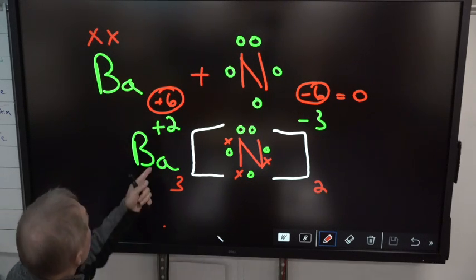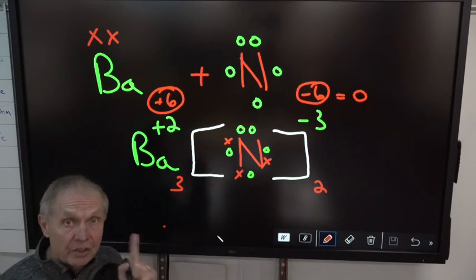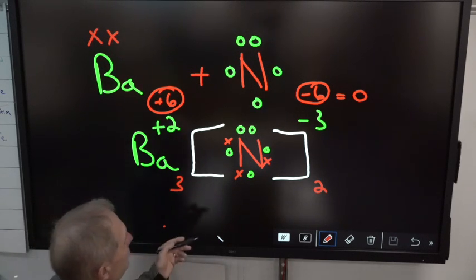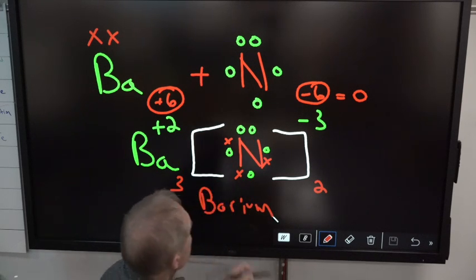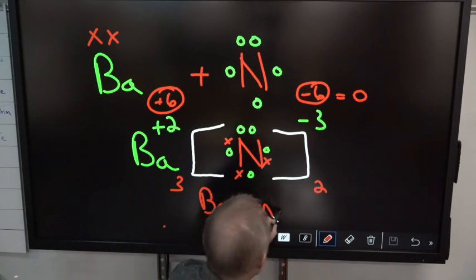Name. Since barium only has 1 oxidation state, you just name it. So this would be barium nitride.